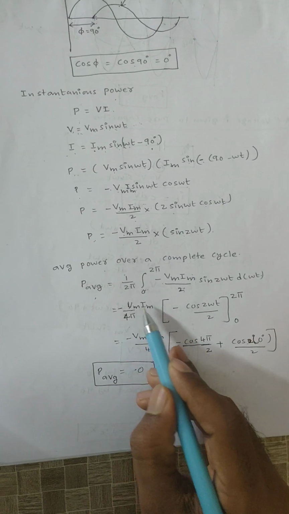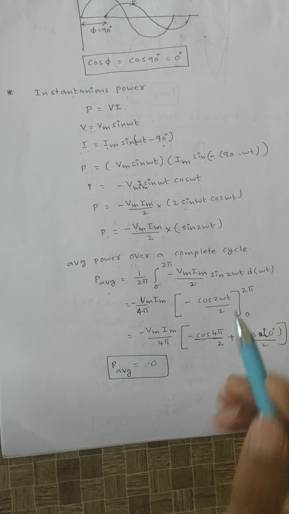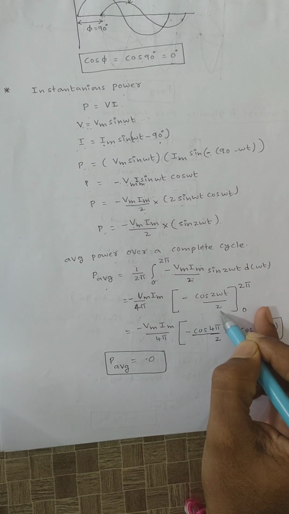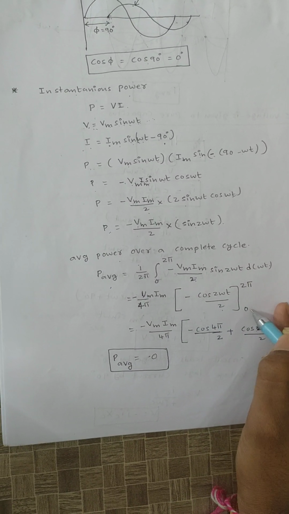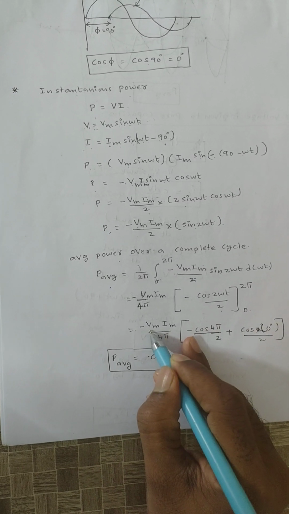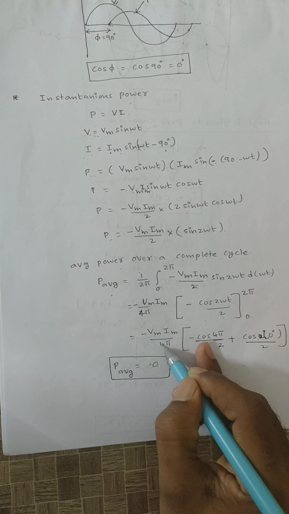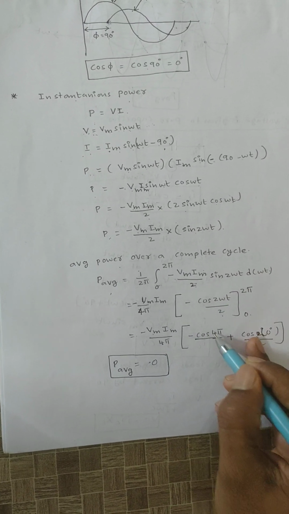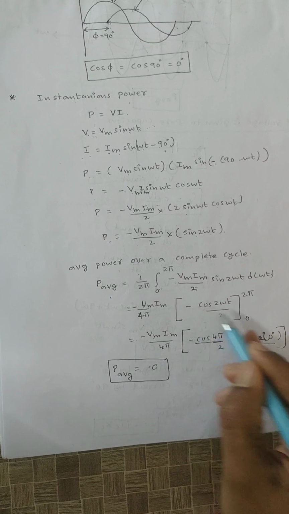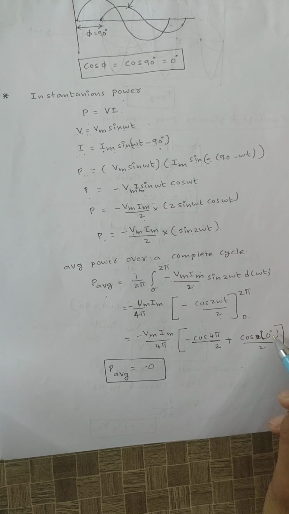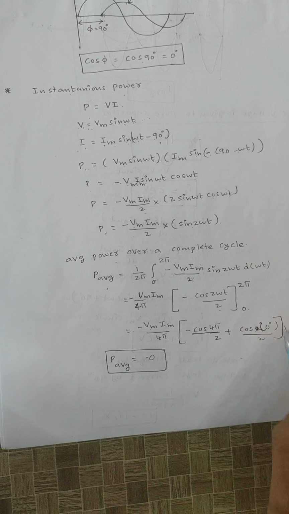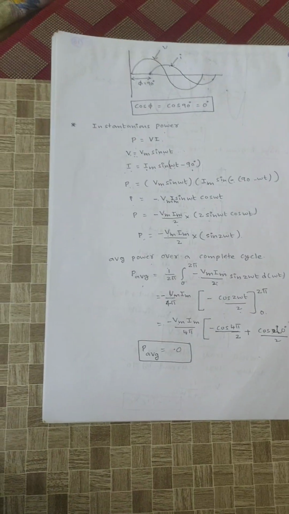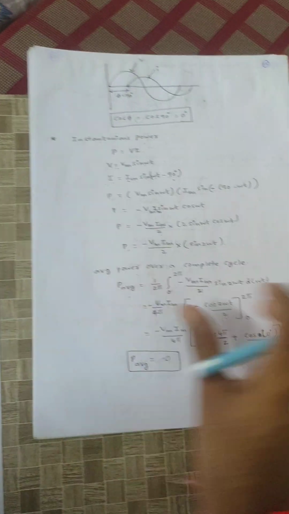That is −Vm Im / 4π, and the integration of sin 2ωt will be −cos 2ωt / 2, right? Substitute the upper limit and lower limit, then the resultant value will be −Vm Im / 4π, substituting the upper limit: −cos 4π / 2, minus of minus plus cos(2 × 0) / 2, right? This value will be 0, then average power is 0, right? In the case of an inductor, average power is 0.